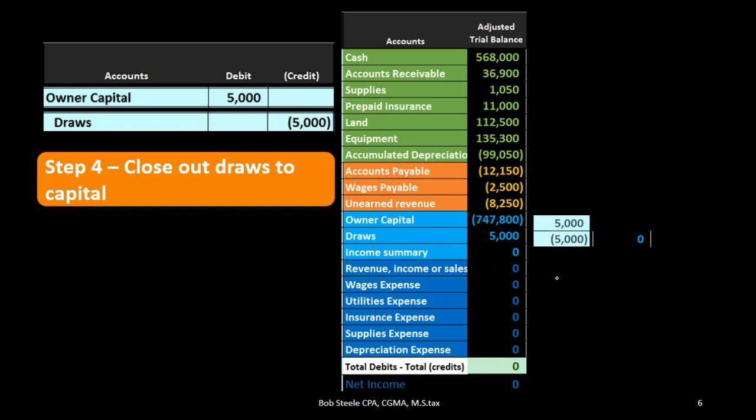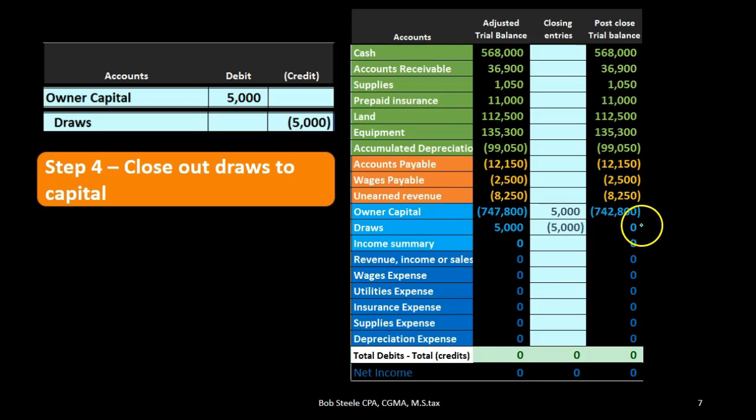We did the opposite thing to it, debiting it. That will make it go down to, in this case, $742,800. So this is what we have at this point in time. We have all of the income statement accounts zero, as well as that clearing account, income summary, being zero, and the draws being zero, and the $742,800 now should be the number that we reported on the balance sheet as of the end of the last time period, which was 12/31 in this case.